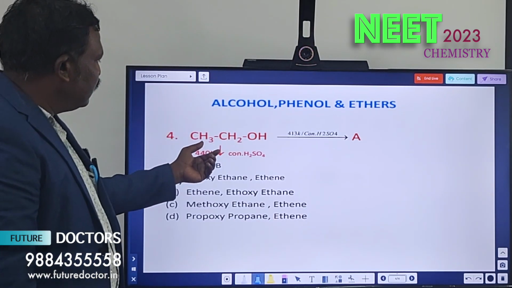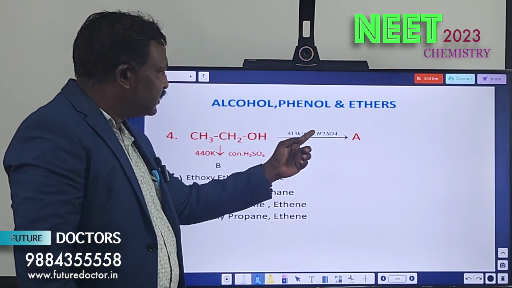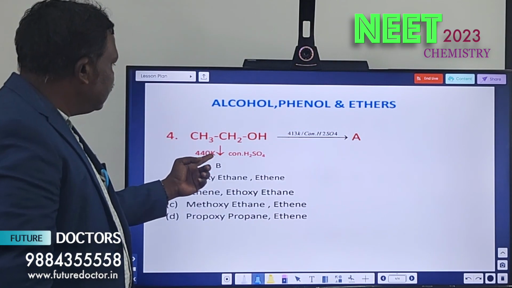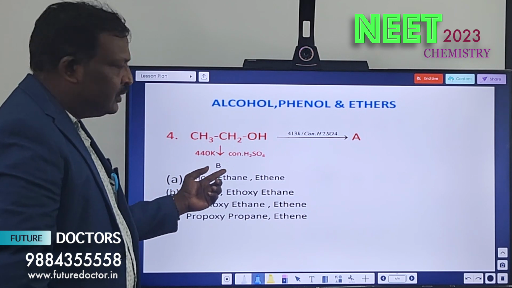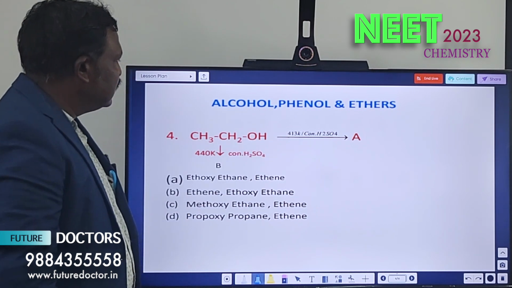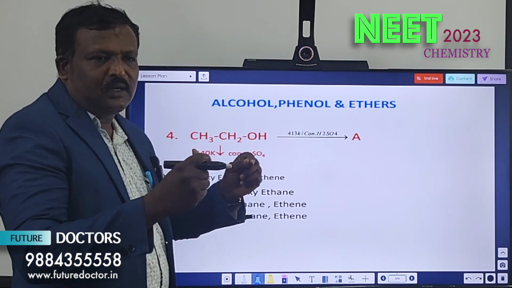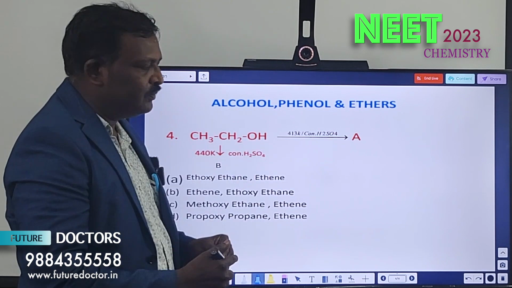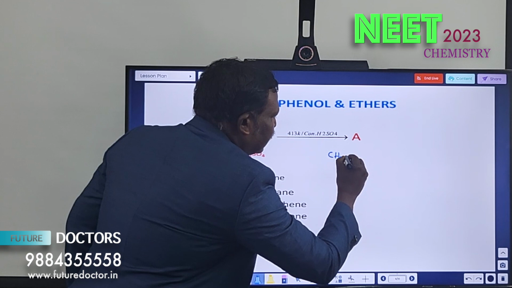Ethanol reacts with sulfuric acid at 413 Kelvin to get A. The same ethanol reacts with sulfuric acid at 440 Kelvin to get B. Identify A and B. At 413 Kelvin, intermolecular dehydration takes place. Intermolecular dehydration means two molecules of ethanol combine together. So I'll write two molecules of ethanol.